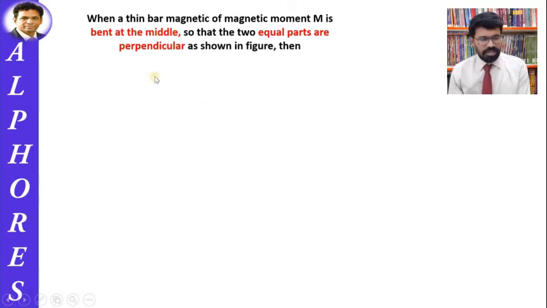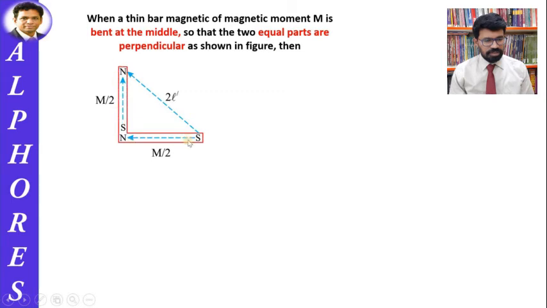Let us talk about another case. When a thin bar magnet of magnetic moment M is bent at the middle so that the two equal parts are perpendicular, as shown in the figure, it is bent exactly at the middle. Now if you are supposed to measure the magnetic length, this is how it can be calculated: 2L dash is the magnetic length. Since both parts have the same length, the magnetic dipole moment of this side can be written as m by 2, and this one can also be written as m by 2.